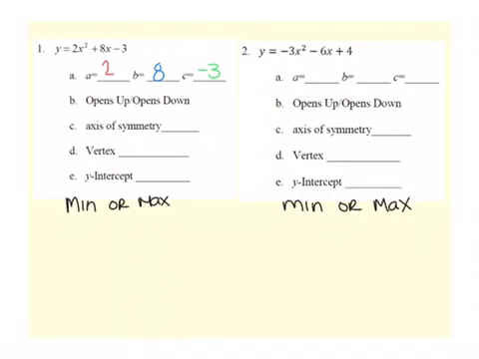From there, we can think, does this open up or does it open down? To do that, we're going to look at the a value. Remember, if the a value is positive, then we know that this thing opens up.